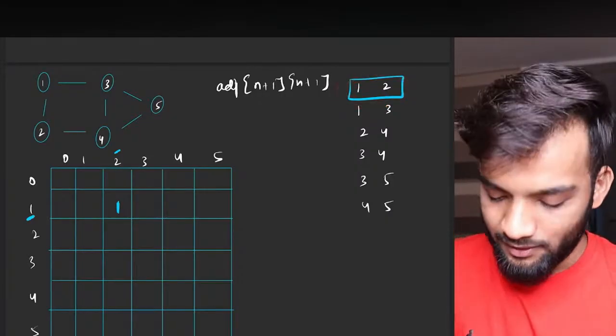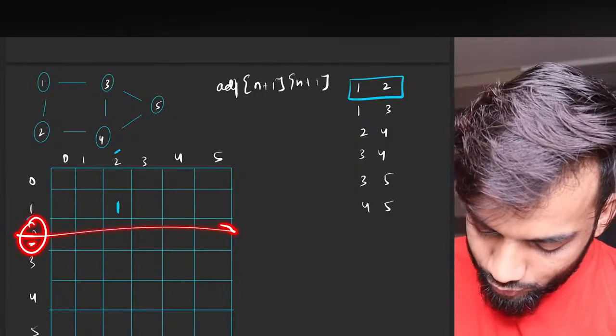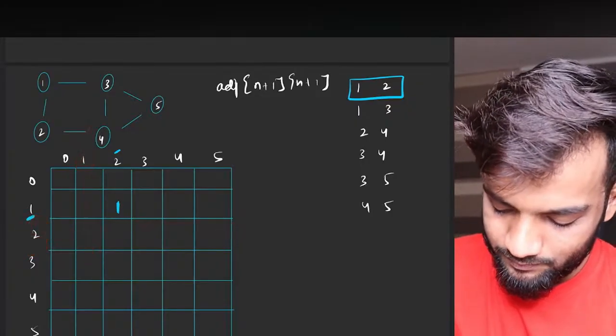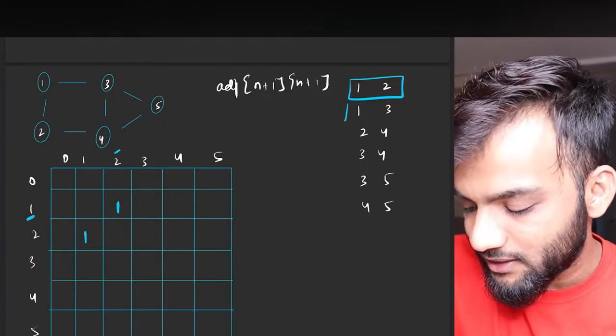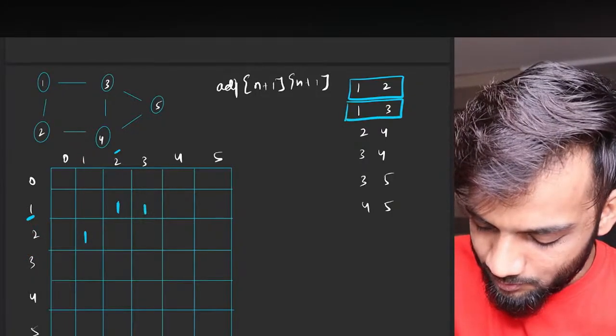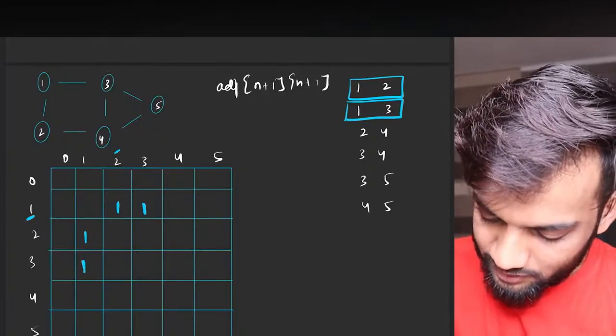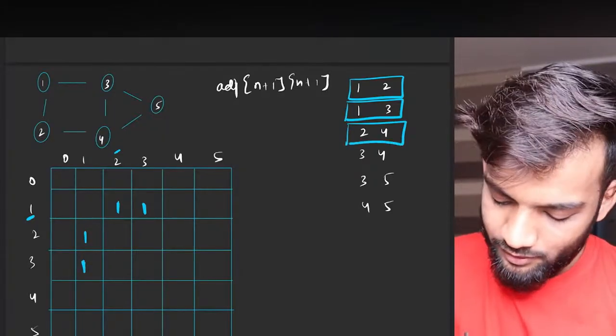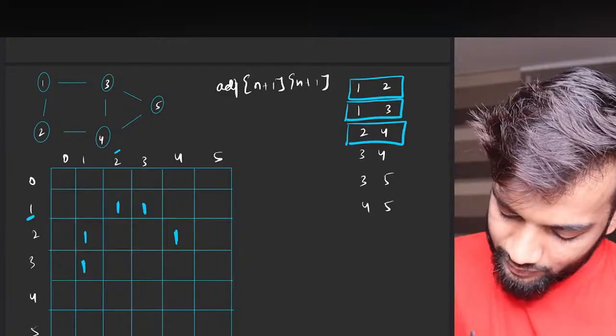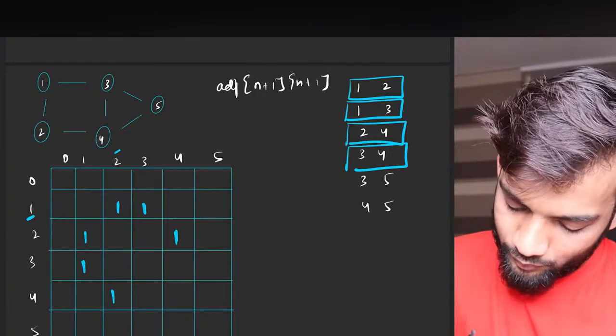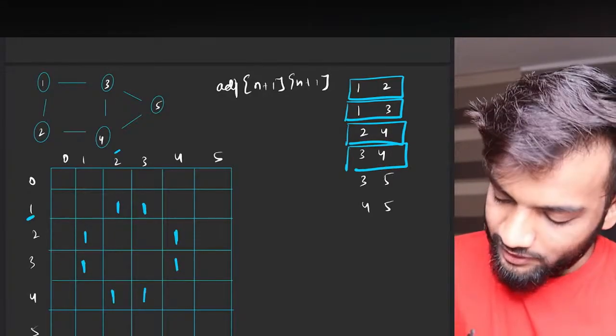And did I tell you, if there is an edge between 1 and 2, it means there is an edge between 2 and 1. So you go to 2, you go to 1, and mark the intersection as 1. Perfect. Next, there's an edge between 1 and 3. So 1 and 3 is marked as 1, and 3 and 1 is marked as 1. Next, you go to 2 and 4. 2 and 4 is marked as 1. 4 and 2 is marked as 1. Next, you go to 3 and 4. 3 and 4 is marked as 1. 4 and 3 is marked as 1.